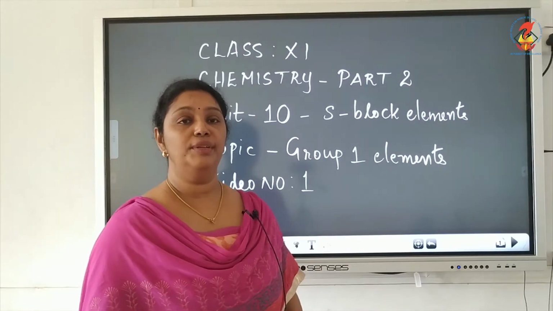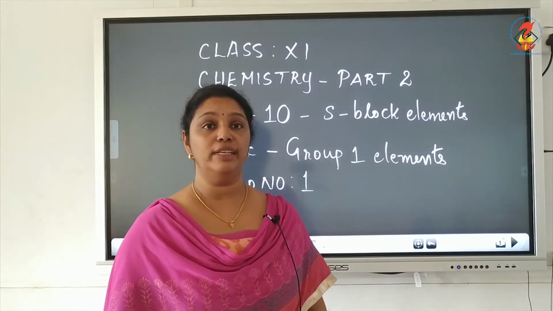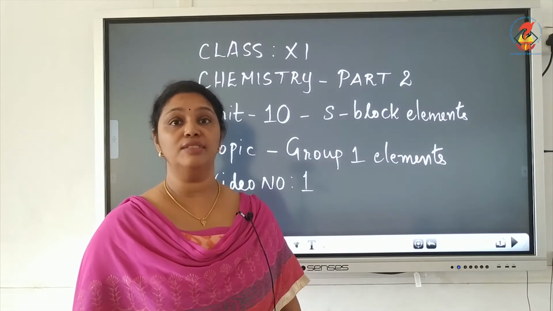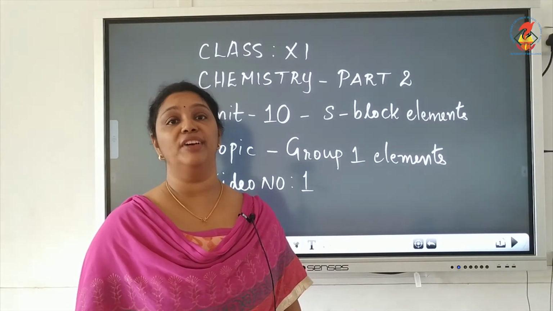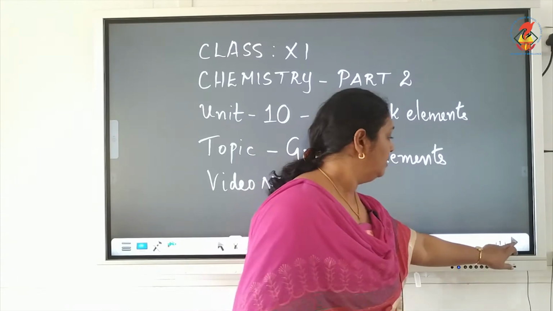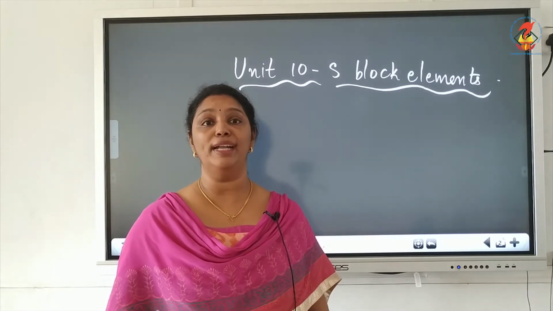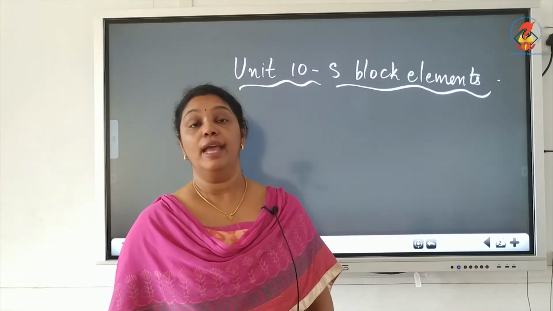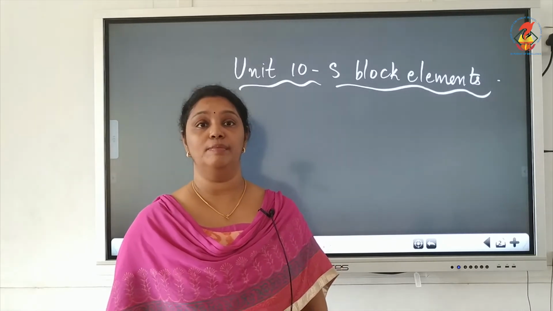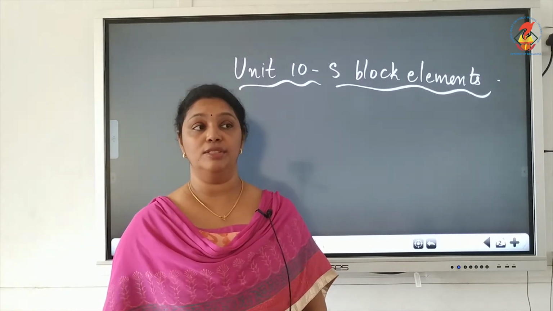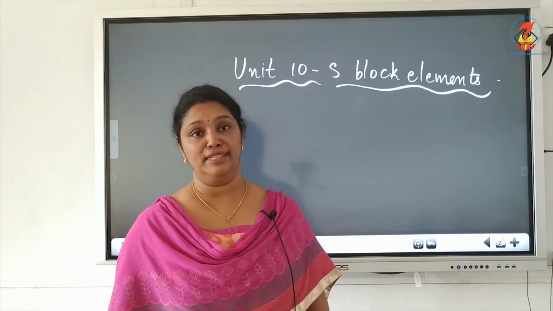In this video, we are going to see the next chapter in chemistry, that is Unit 10, S block elements. And in this video, we are going to study about Group 1 elements. S block elements. Now, what are S block elements? They are the elements of group number 1 and group number 2. And why are they called S block elements? Because the last electron enters into S orbital. So, they are called S block elements.